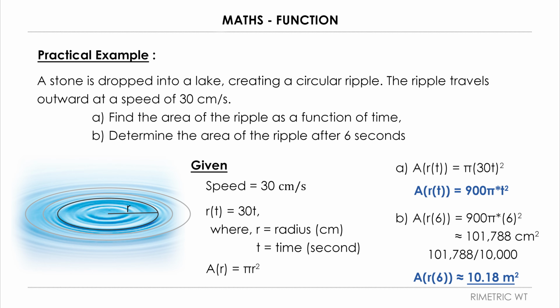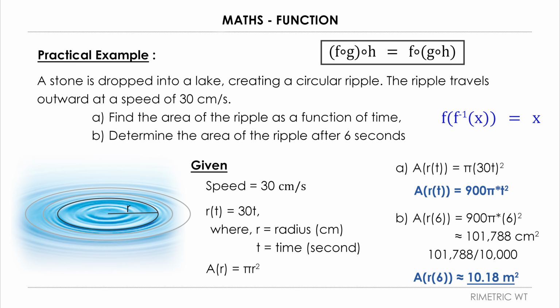To wrap everything up, a composite function applies one machine after another, and the order matters. While it isn't commutative, it is associative, meaning f of g of h equals f of g of h. This concept is also the foundation for inverse functions. When a function and its inverse are composed, they undo each other, which is why we say f of f inverse equals x. We'll see this in our coming video, which deals with the inverse of a function.